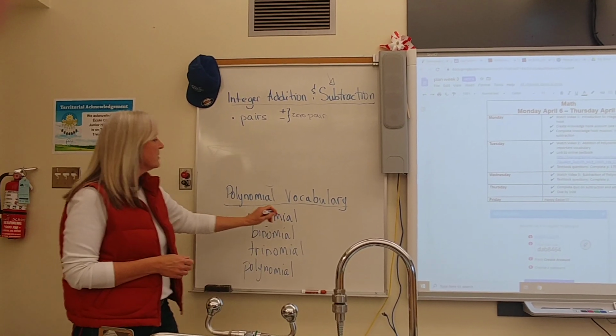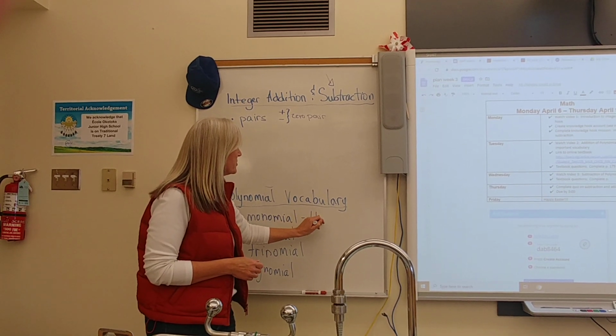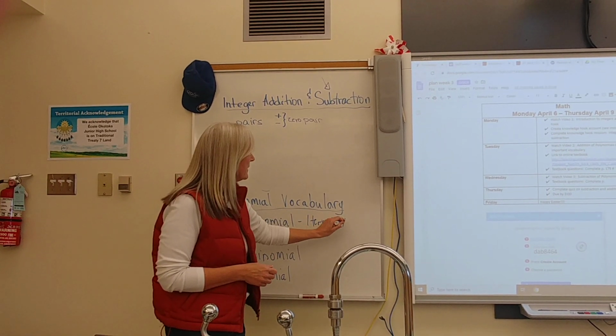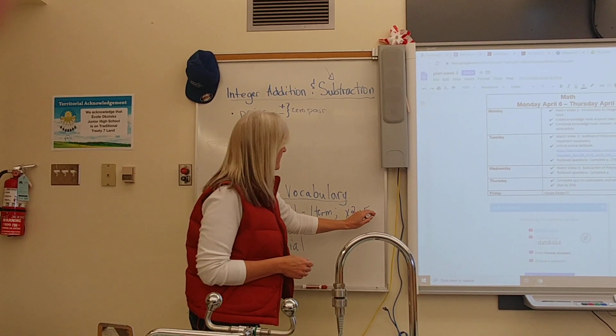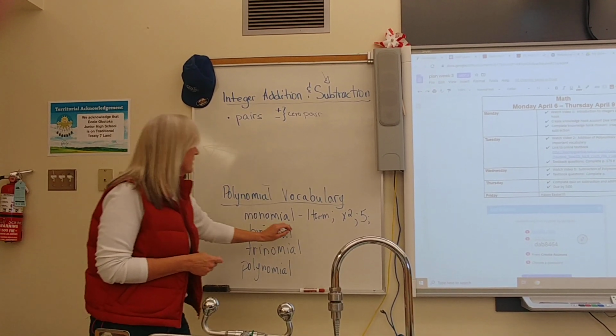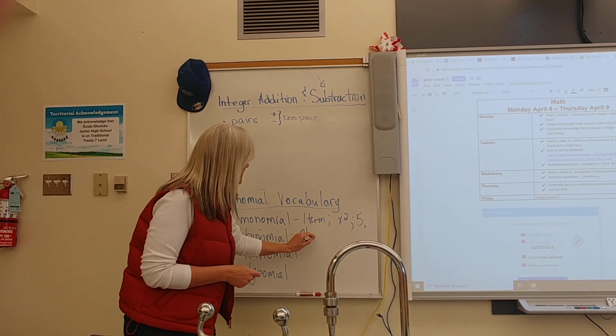A monomial has one term. It might be this. It might even just be a number. A binomial has two terms.